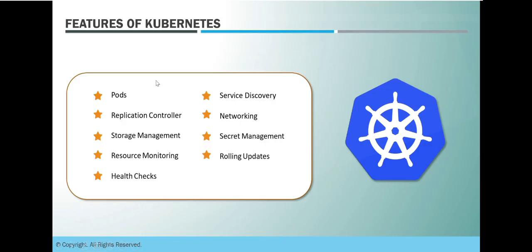It has pods. Pods are the smallest units in Kubernetes, and they actually contain or wrap your containers in one unit. Then comes the replication controller that is used to maintain the replication of pods, replication of deployments inside your environment. Then comes storage management, how you can manage volumes, how you can manage file systems in Kubernetes. That is part of the storage management inside Kubernetes.